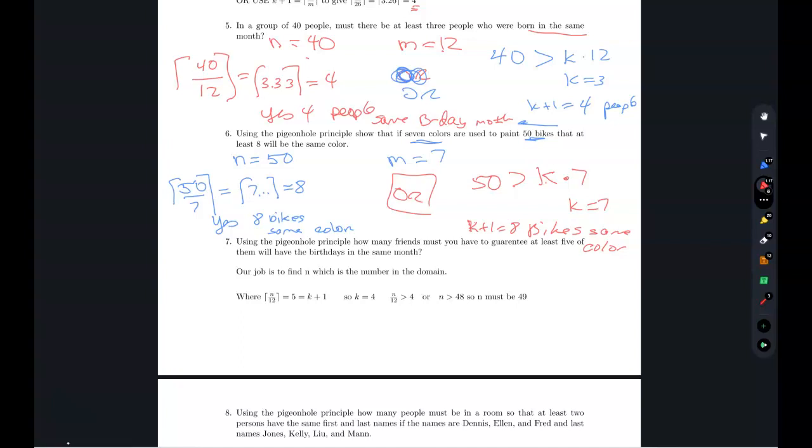Okay, so here, I guess I just did this one for you. And I'll just let you read that. Oh, wait a second. We want to find how many friends. Oh, we want to find n. Oh, this is different. So we know n over 12 has got to be 5, right? Because we want 5 of the same birthdays. So if k plus 1 is 5, that means k is 4. And so now using this, n has got to be bigger than 48. So that must mean n has to be 49.